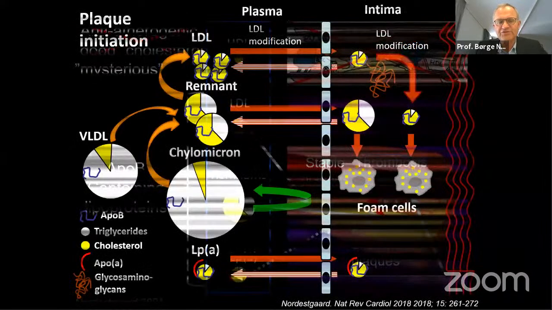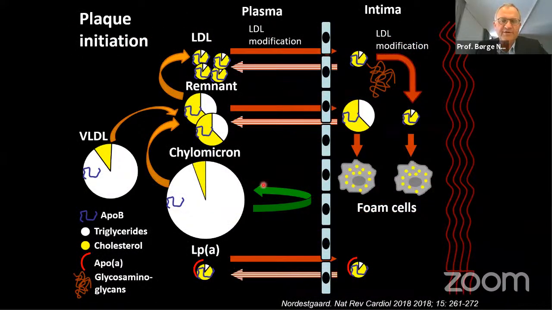Here's a simplified cartoon of how we believe the pathogenesis happens. If you have a VLDL from the liver or chylomicrons from the intestine, they're too large in the beginning to come into the arterial wall. They simply cannot enter through the endothelial layer into the intima. However, they are very quickly degraded into remnants and maybe even further into LDL. And then they can enter into the arterial intima. LDL needs some sort of modification before it can be taken up by macrophages to produce foam cells.